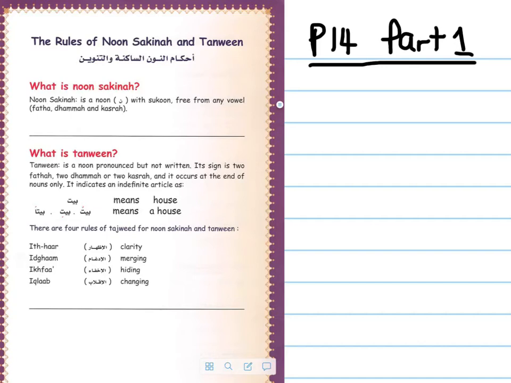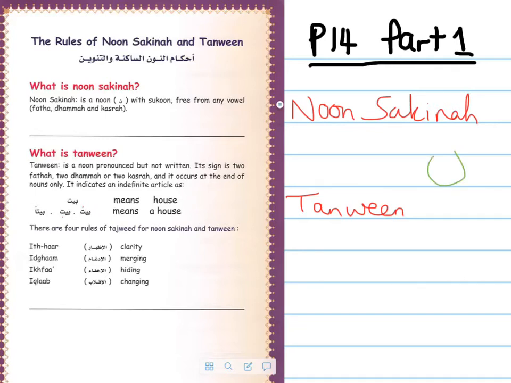Before we do this, it's important for us to recap exactly what we mean by the terms Nun Sakinah and the term Tanween. The term Nun Sakinah essentially describes the letter Nun, the N, where there is no Fatha, no Dhamma, and no Kasra. In other words, it's a silent N. And the silent N is exactly the translation of the term Nun Sakinah, silent N.